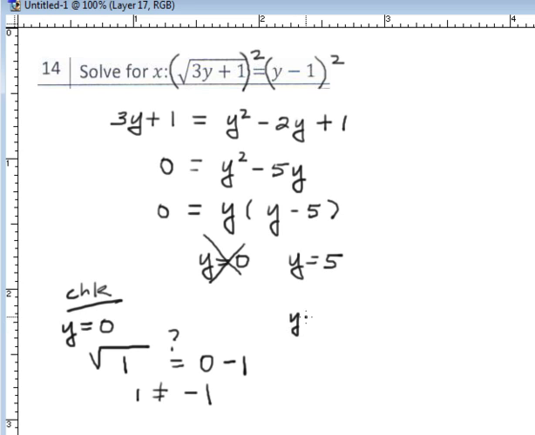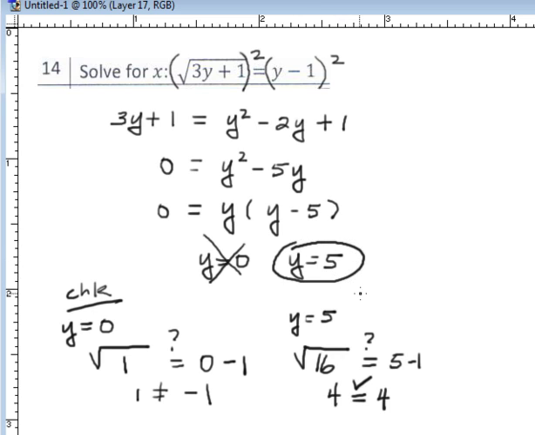All right, let's check y equals 5. And we have 3 times 5 is 15 plus 1 is 16. So the question is, is the square root of 16 equal to 5 minus 1? Well, yes, that's 4 is equal to 4. So y equals 5 is a valid solution. All right, so we have one valid solution.